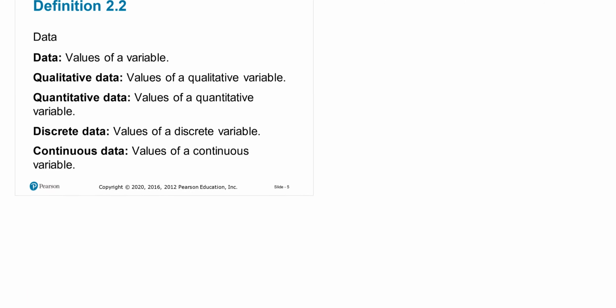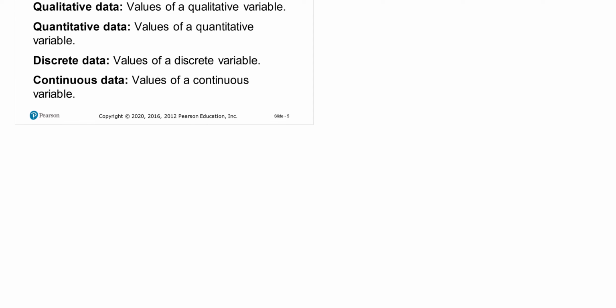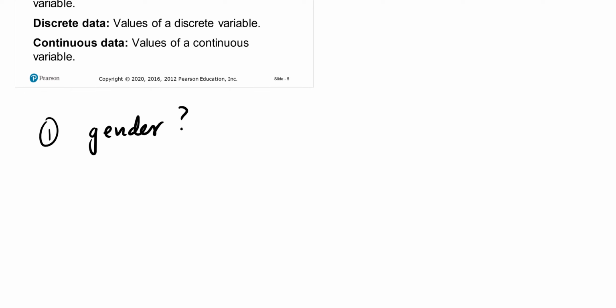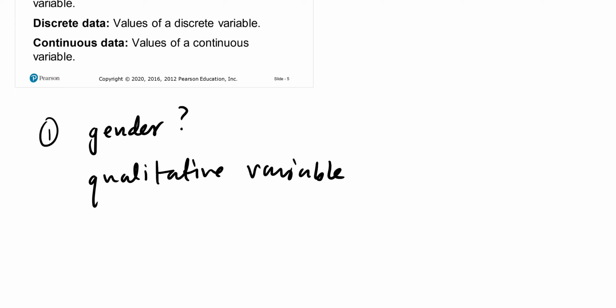If we look at some examples, can we classify whether it's quantitative or qualitative? Let's look at gender. Is this quantitative or qualitative? Gender is a qualitative variable, because it allows the researcher to categorize whether a person or individual is male or female. That's why gender is qualitative.